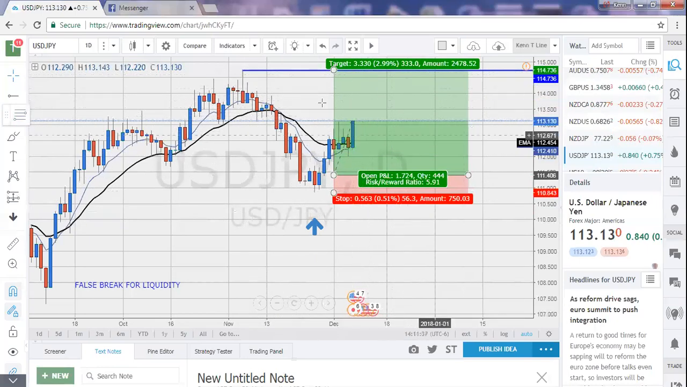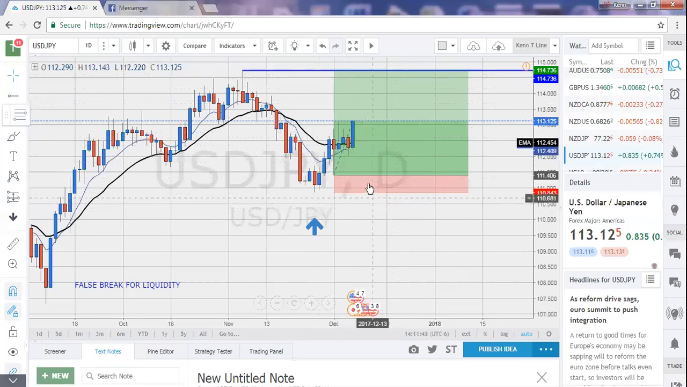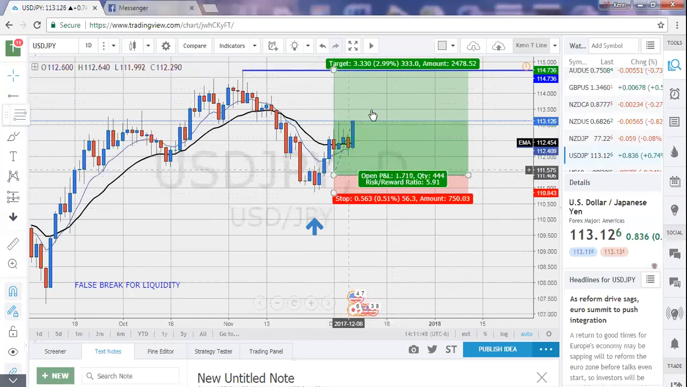As you can see still, we're still waiting for the market to get up here. So you would still be in this trade. And you could just be moving your stop up accordingly. And you would be catching 333 pips at this target, which is awesome. I mean, that's what you want to see.